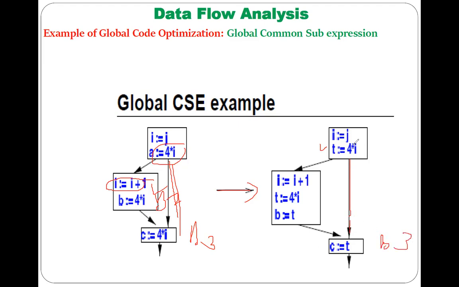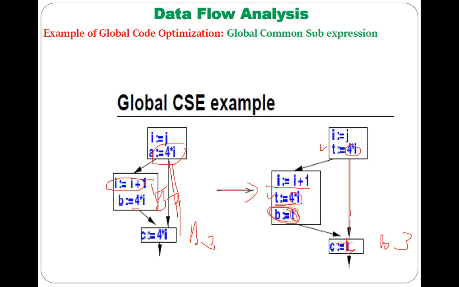In the B3 block, instead of using the 4 into I, directly you are utilizing the T. Understood. Here, what changes can you do? You are writing I equal to I plus 1 as it is. Then you are using the variable T here. T is 4 into I, and instead of using the 4 into I here, you are utilizing the T, because here you are utilizing the temporary variable, and to that temporary variable you are assigning the 4 into I. So for this B, you can directly write the T.